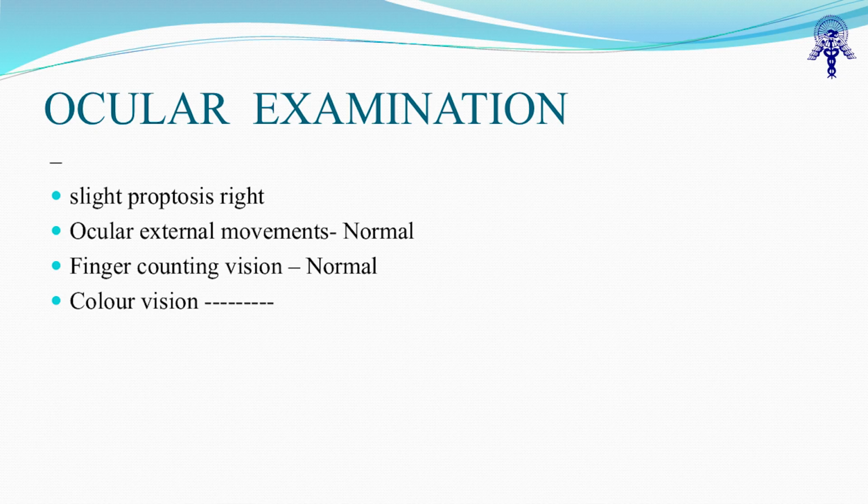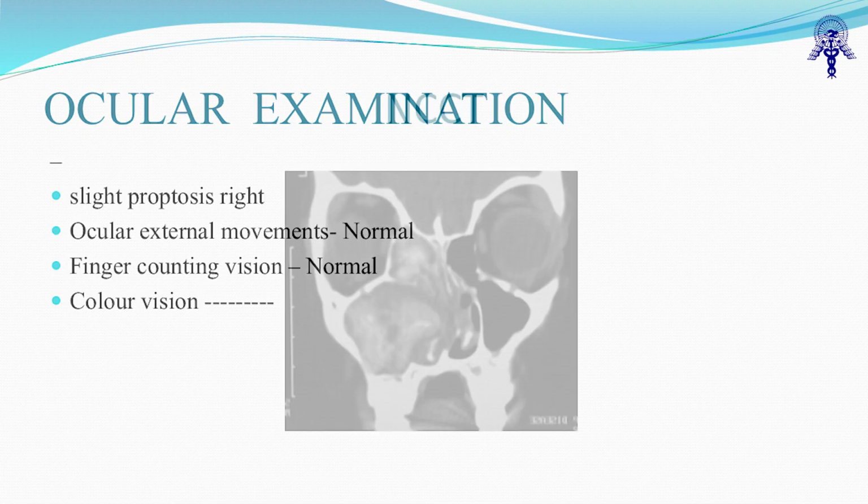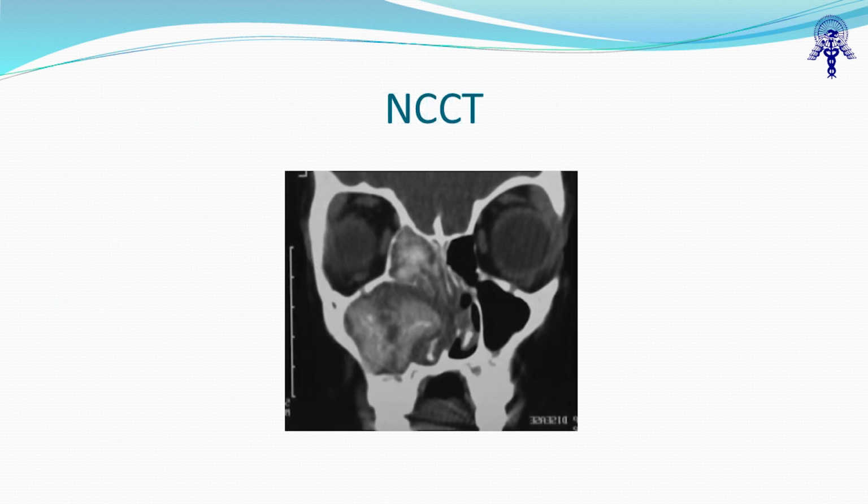In addition, the patient has slight proptosis on the right side, which is the affected side, but ocular movements are normal. The patient does not have any visual disturbance, and color vision obviously is not checked at the bedside, but we will discuss how to check all these things. I think you would be able to come to a diagnosis the moment you look at this scan, which will be discussed in much detail in the next 1 hour.